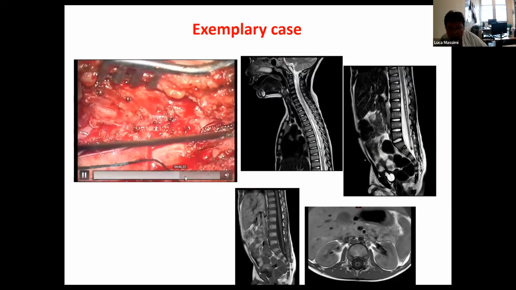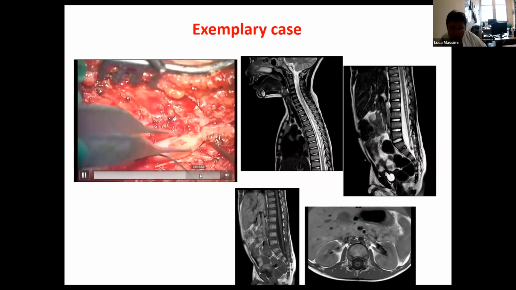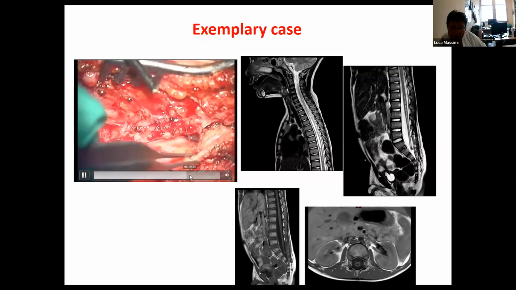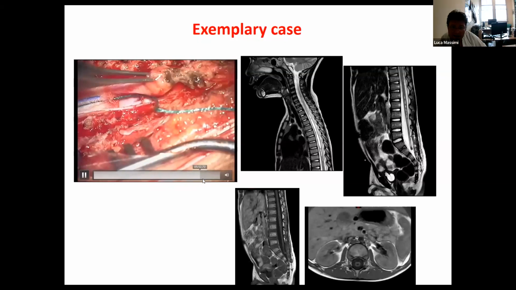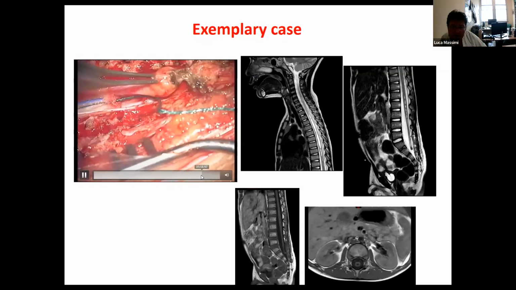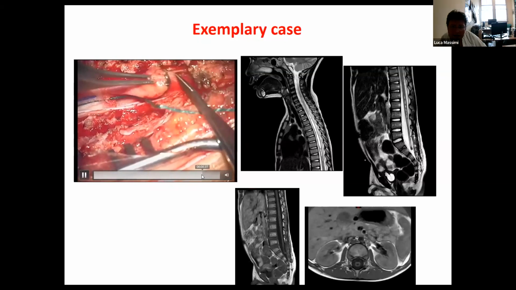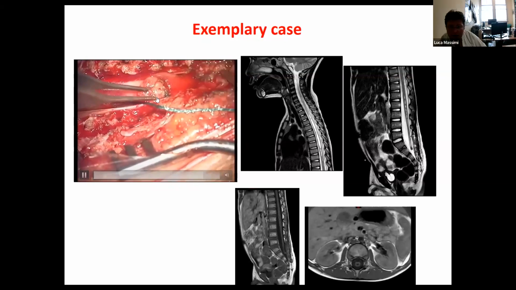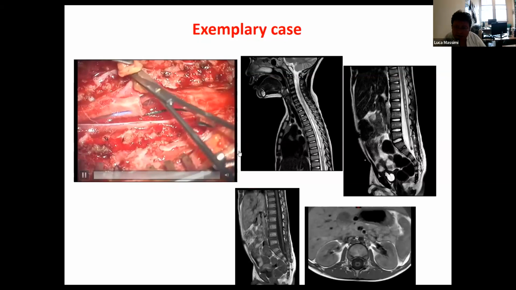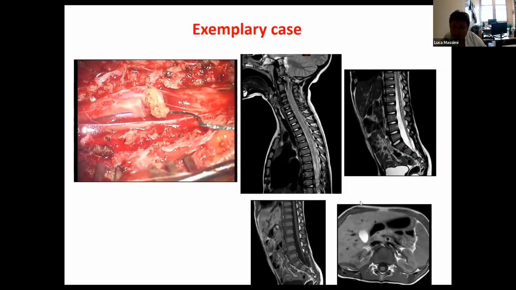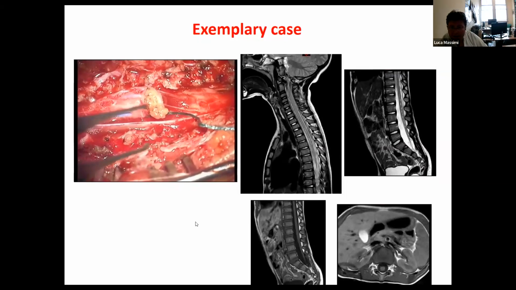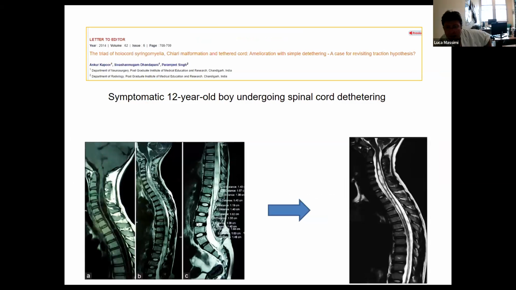I go ahead with the movie because I don't have time to show you the complete movie, but this is the final phase of the operation with the coagulation of the lipoma and the detachment of the lipoma that then was further reduced. And this was the picture at the current follow-up. So, of course, the detethering is really effective in reducing the syringomyelia.